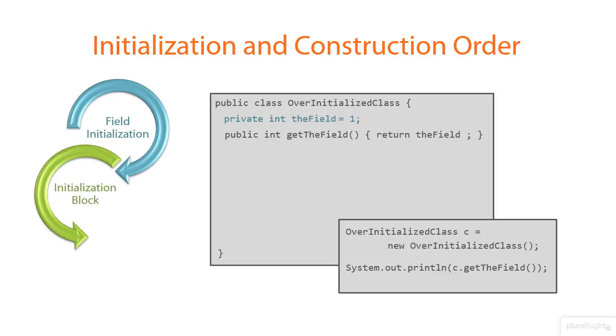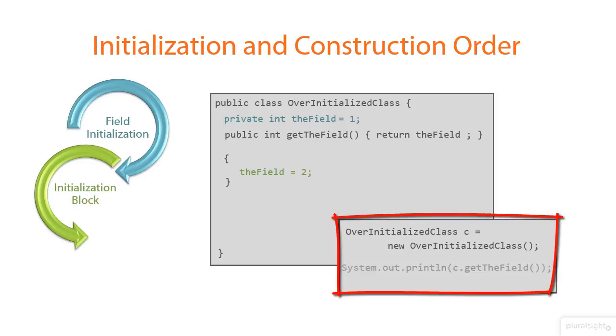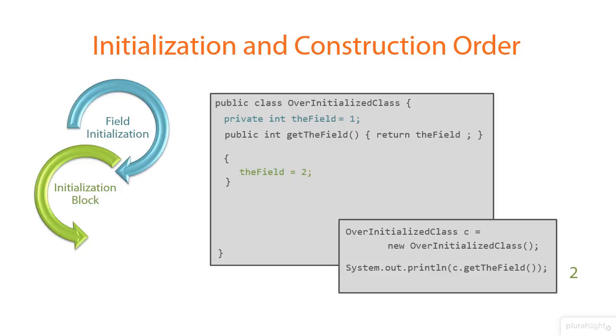The next phase is to run the initialization blocks. So if we take this same class and now we add an initialization block that sets the value of the field to 2, even though we still have a field initializer that sets it to 1, when we run the code that prints this out, it's now going to print out 2 because the initialization block ran after the field initializers ran. So it would overwrite that value.